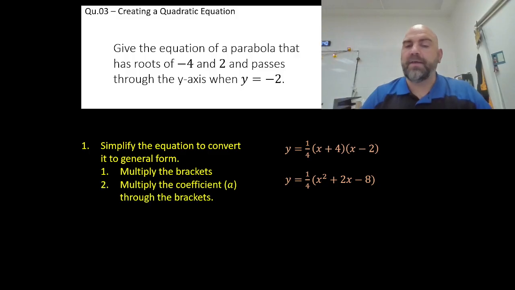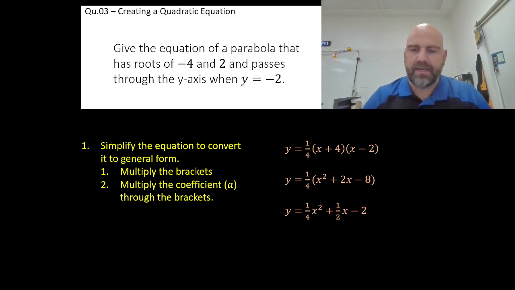Then we're going to multiply the coefficient, or what was a, through the brackets. And so it's going to look like this. We have 1/4 x squared plus 1/2 x minus 2. And there we go. We have our equation in general form. This can help us just to visualize it a little bit nicer and know what our a, b, and c values are.